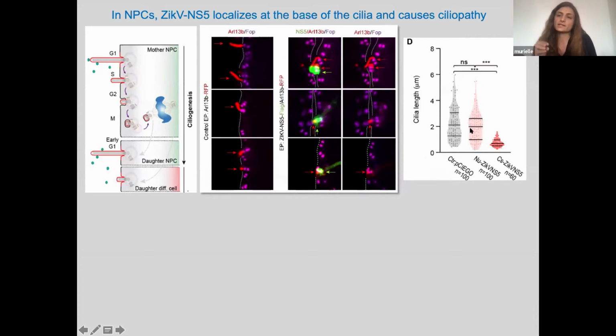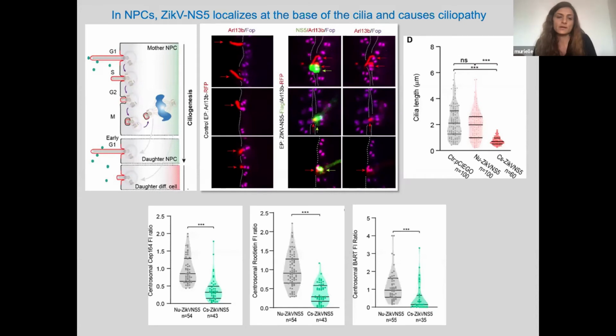And what we saw is that when the ZIKV NS5 is only localized within the nucleus, the ciliogenesis occurs as in the control. However, when the ZIKV NS5 is localized at the base of the cilia, here we can see a significantly shorter cilia length. We went quantifying the centrosome localization of each of the host proteins that I mentioned before. And we found that when the ZIKV NS5 interacts with the centrosome, there is a decrease in the amount of the centrosome localization of this protein. Whether this is due to a local degradation or a delocalization of this protein from the centrosome remains a question that we didn't answer.